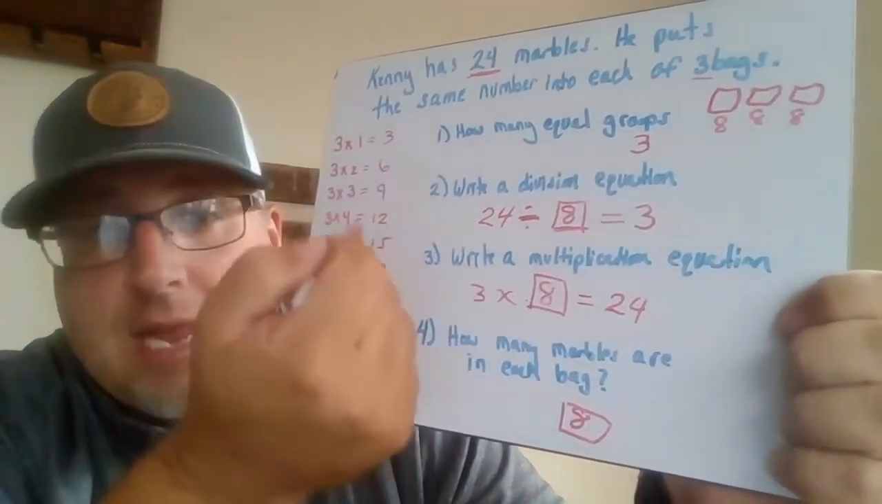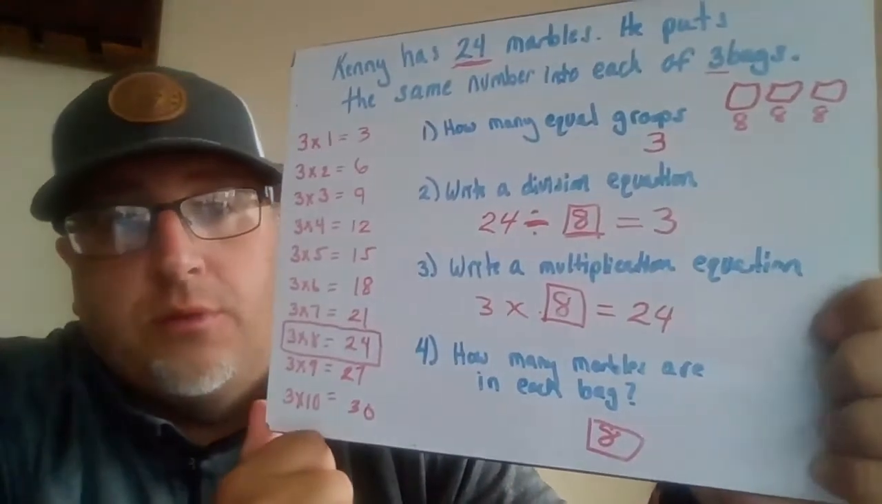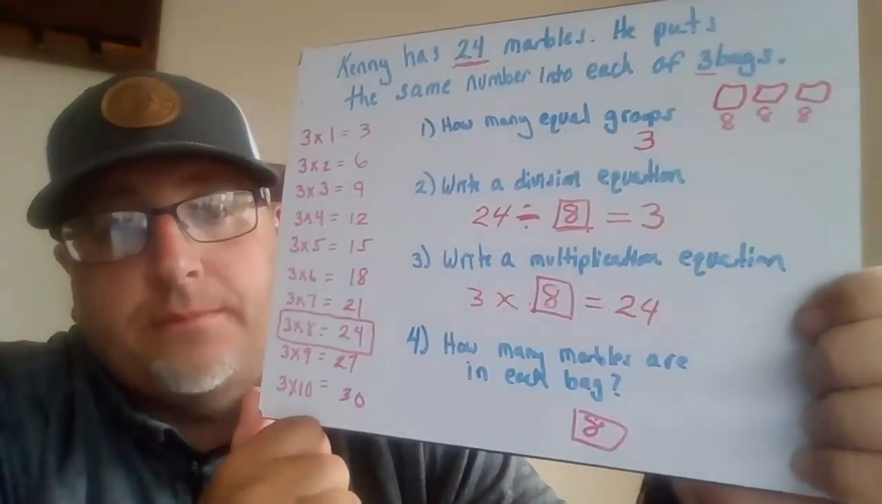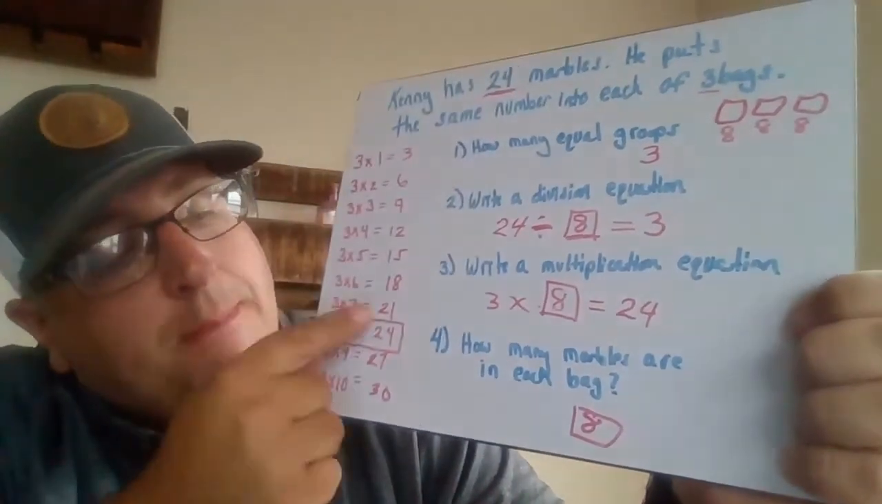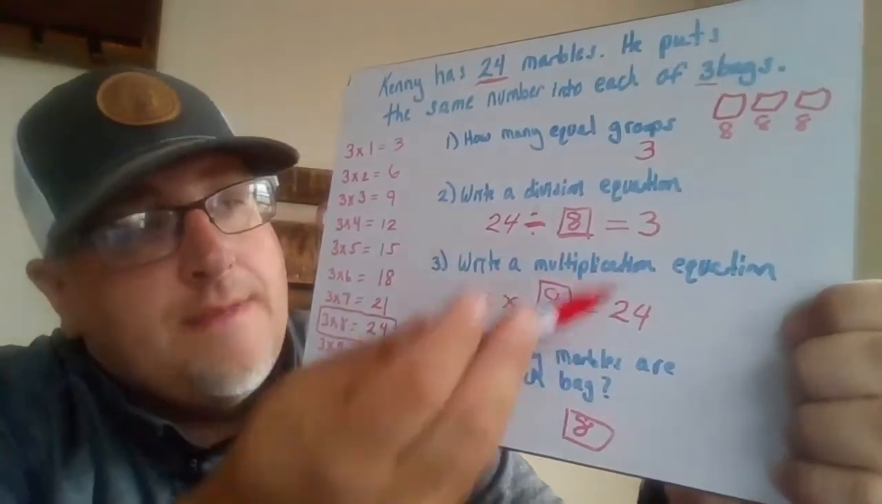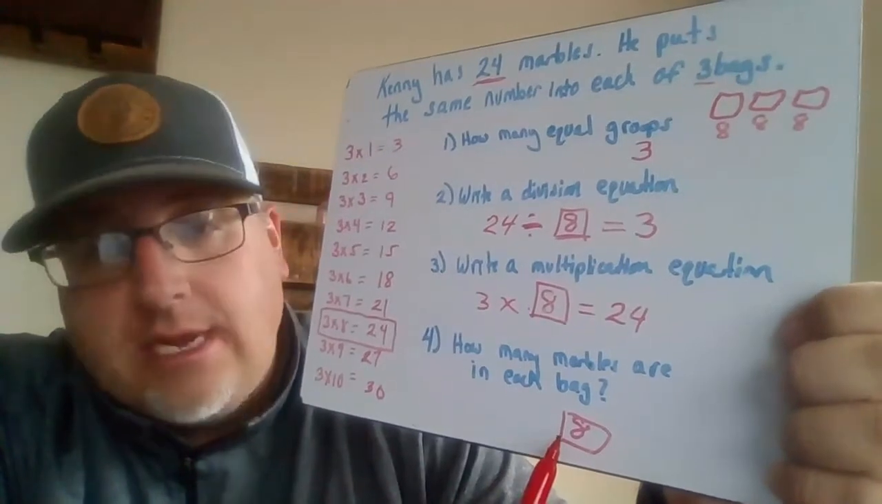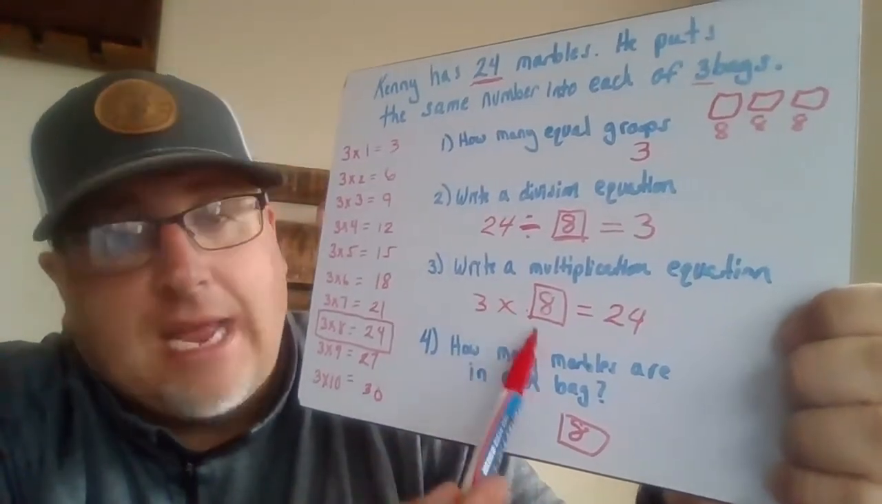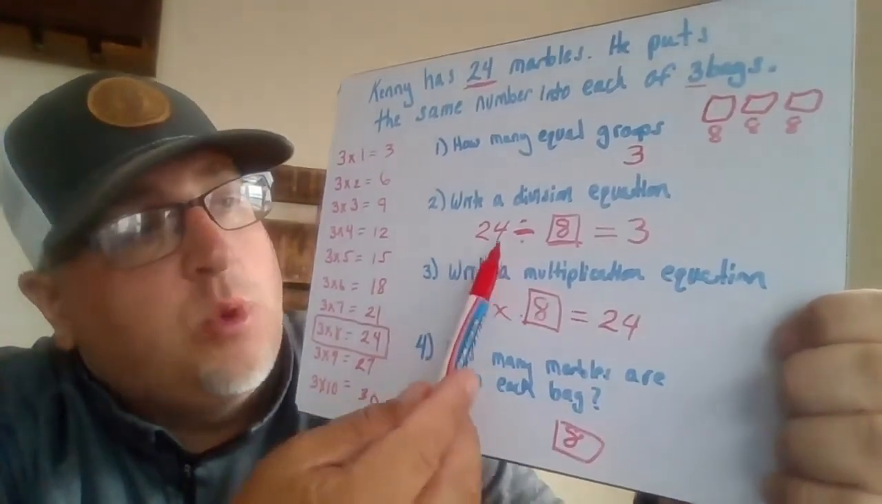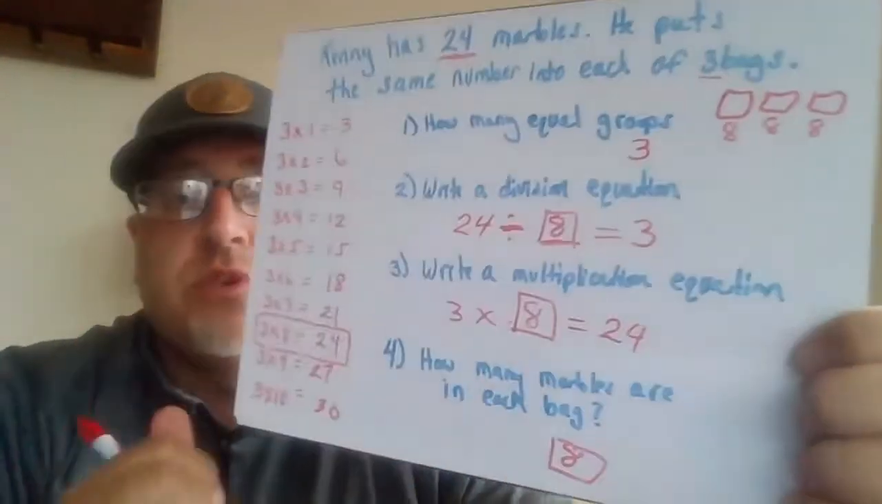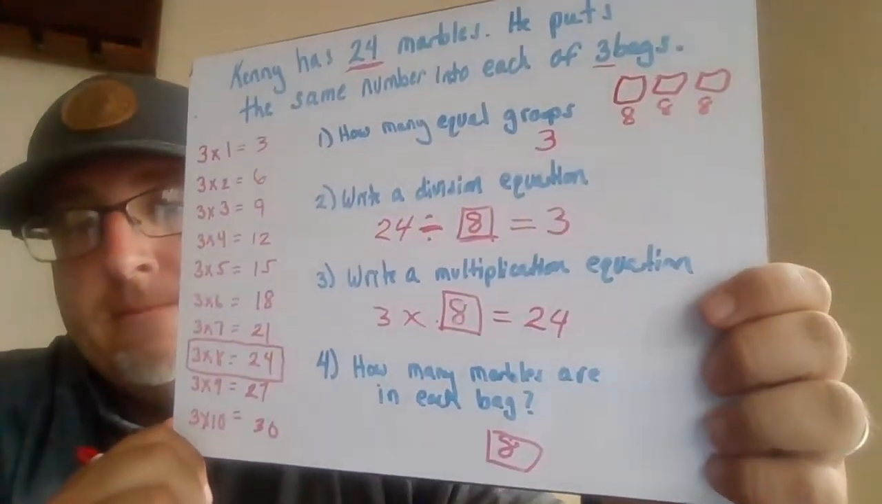Okay. Then we came over. We did the 3. We went through the facts of 3. And we found one that matched up, that 3 times 8. And then we just plugged everything in. We found that we had 8 in each bag. We also found that 3 times 8 equals 24, and 24 divided by 8 equals 3. Okay? There we go. I know, there's a lot there.